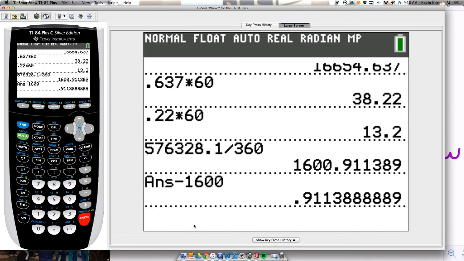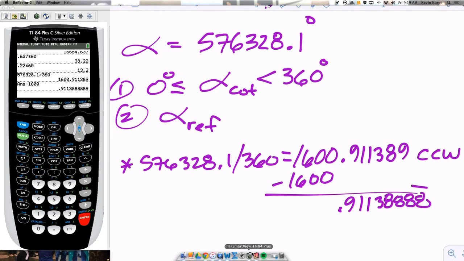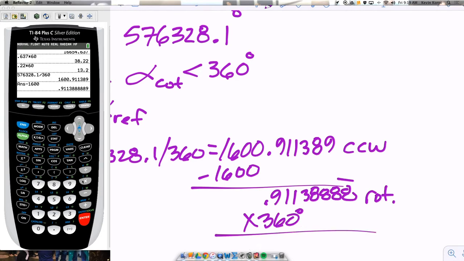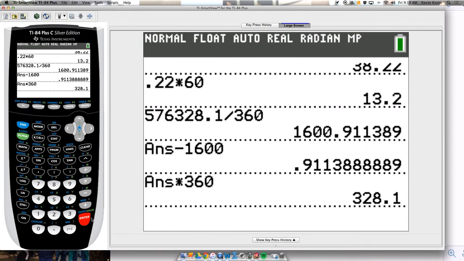That's what you now want to do. So let me show that here. We'll subtract the full rotations, and you're left with 0.911388888. So it looks like it's a repeating 8 at the end. And that's going to be the fraction of a rotation. That's now what we want to remultiply by 360 degrees to get where that lands within one rotation. So now if you just hit times 360, you get this, 328.1.